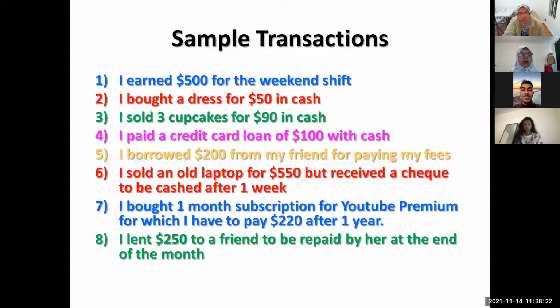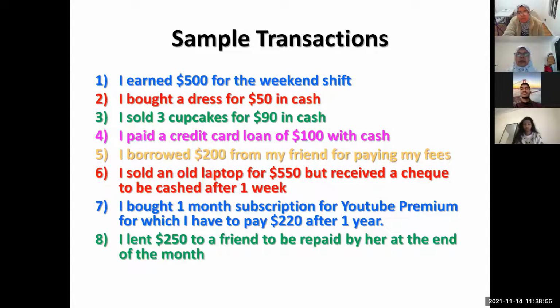I bought a 1 month subscription for YouTube Premium, for which I have to pay $220 after 1 year. So that is accounts payable, I suppose. Yes, rightly identified. I am getting the subscription, so the subscription account is 220 debit, and accounts payable is 220 credit.